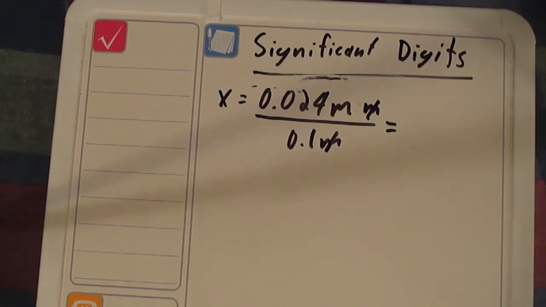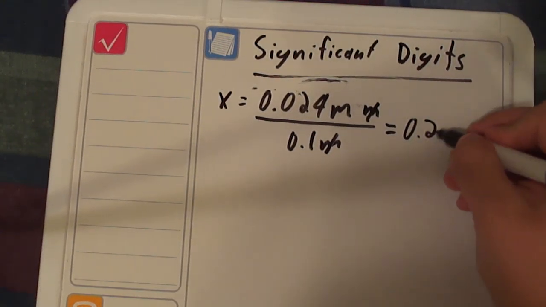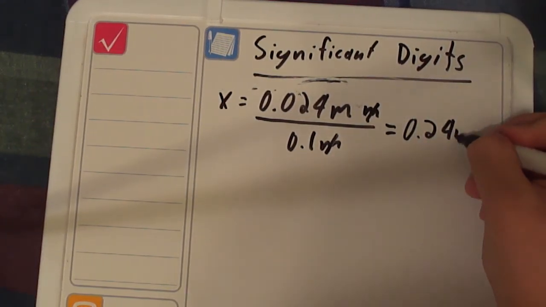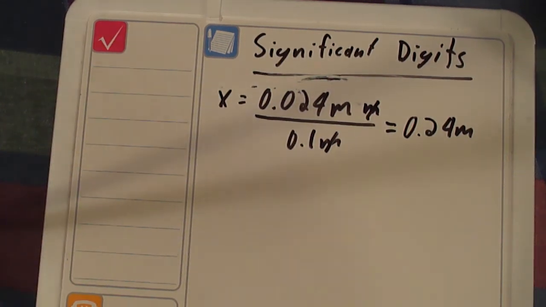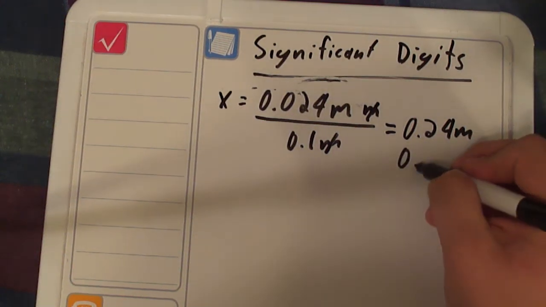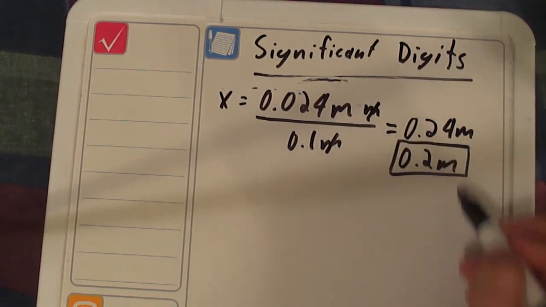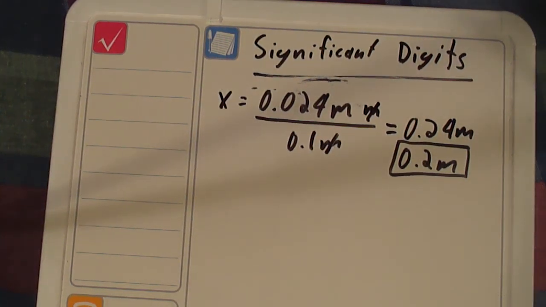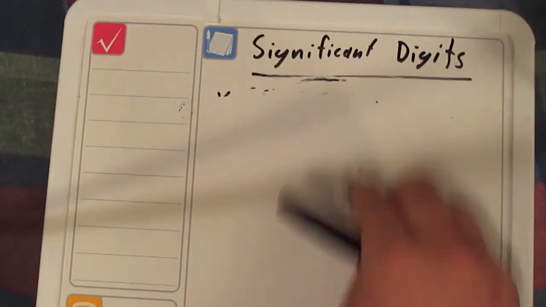0.024 divided by 0.1, 0.24, 0.24 meters. Obviously, since it's dividing, we go by the least number of significant digits total, so we're just going to have 0.2 meters. There we go. Nice and simple. Here, I'm just going to do one more that goes back to the adding and subtracting, and then we'll be done.